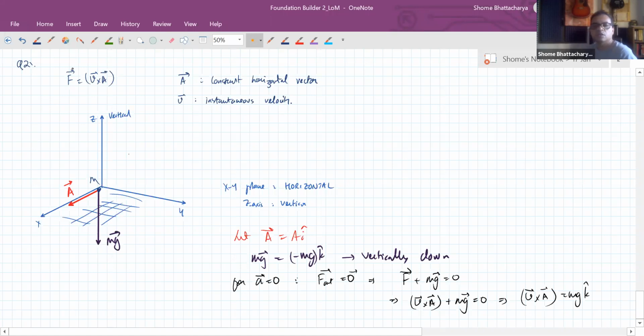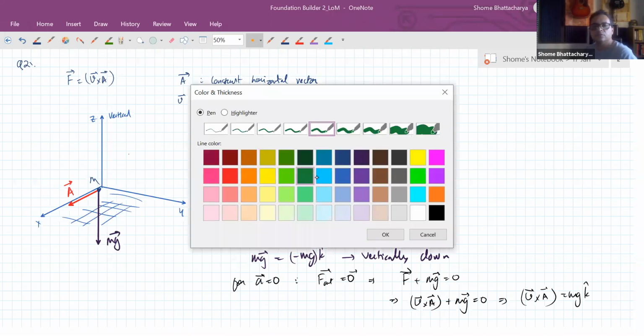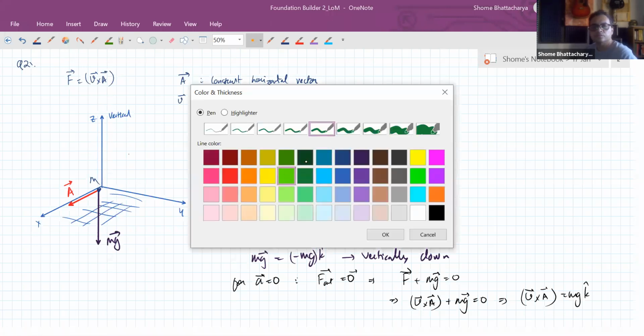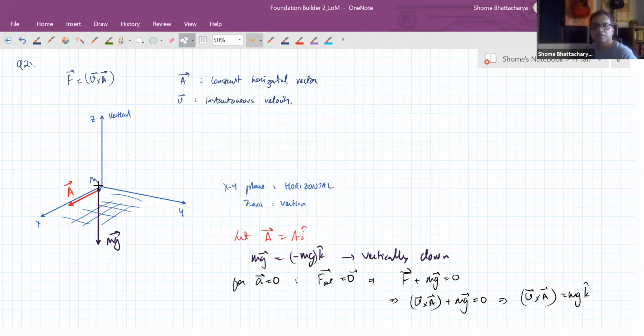It should be upwards. So I want this thing. I want that external force should be vertically upwards and equal to mg in magnitude. So I want that situation. So now to create that situation, how do I have to give the velocity? Let's understand that. So I want that the external force, which is V cross A, I want that it should be mg in magnitude but opposite in direction.